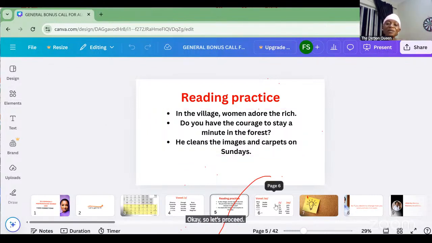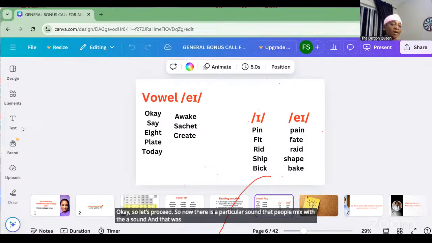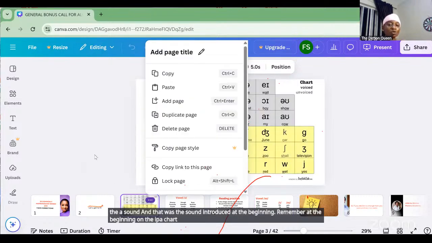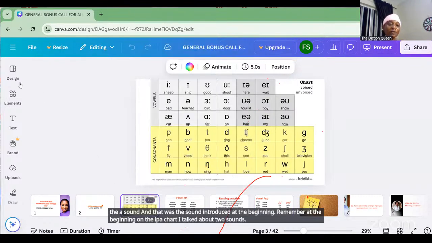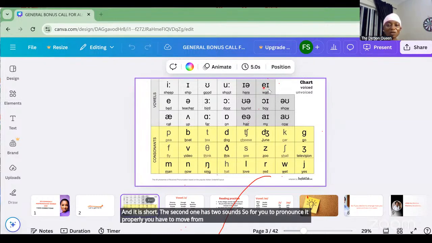So now there is a particular sound that people mix with the A sound. That was the sound I introduced at the beginning. Remember at the beginning on the IPA chart, I talked about two sounds. These two sounds sound alike. But do not forget, the first one is a monophthong, it's just one sound, and it is short. The second one has two sounds. So for you to pronounce it properly, you have to move from the first sound to the second sound.